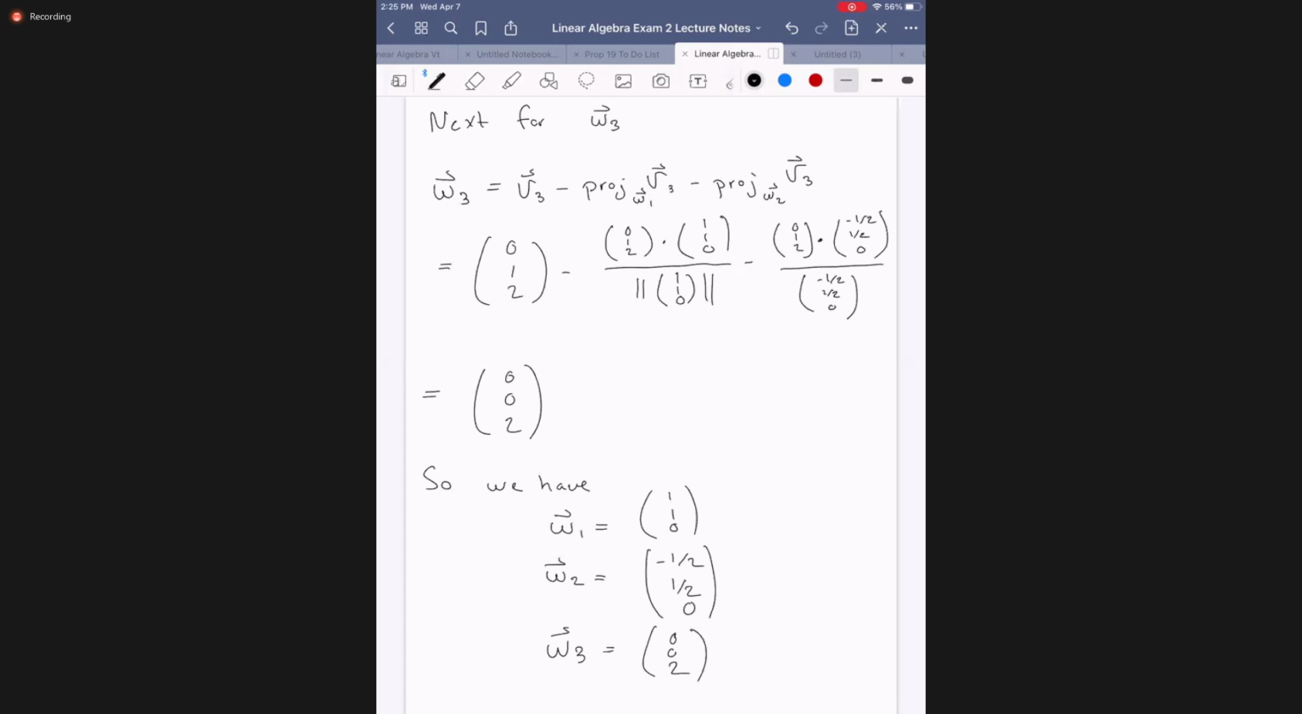They're orthogonal, right? So that means that if I take the dot product between any two, it should be 0. Just take the dot product between W1 and W2: negative 1/2 plus 1/2 plus 0, which is definitely 0. W1 and W3: 1 times 0 is 0, 1 times 0 is 0, 0 times 2 is 0. Add them all up is 0. So these are indeed orthogonal now. These form an orthogonal basis for our vector space in R3. But we still need to do one more thing, which is we need to normalize it, right?